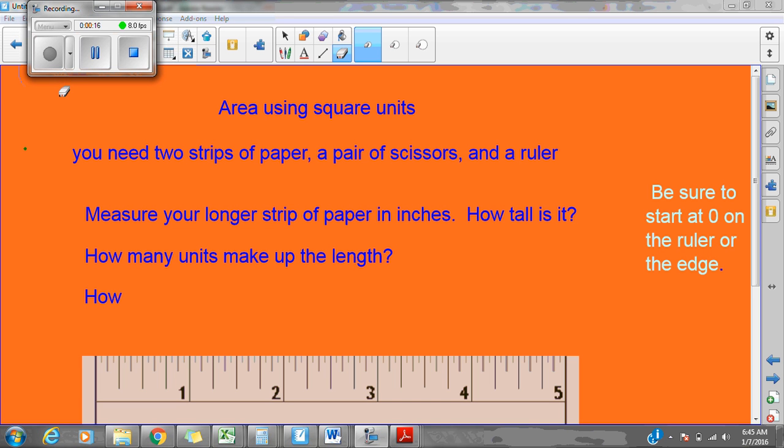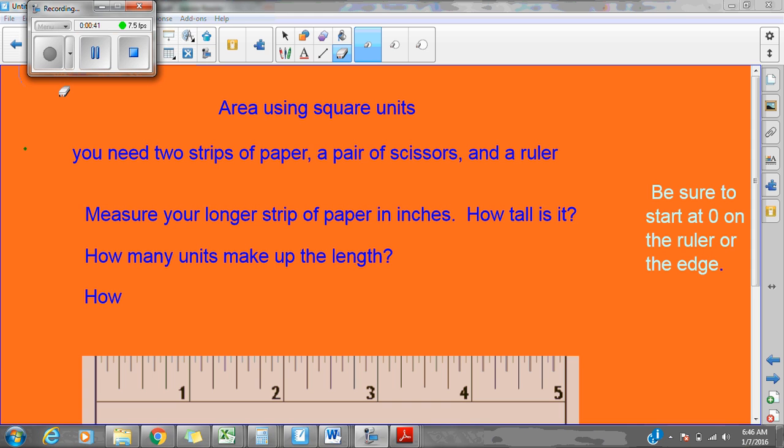Get your longer strip of paper, and I want you to measure how tall that strip of paper is. Be sure when you measure it, you start with the edge of the ruler or 0, and make sure you are on the inch side of the ruler. How tall is your ruler? Hopefully you said it was 1 inch tall.